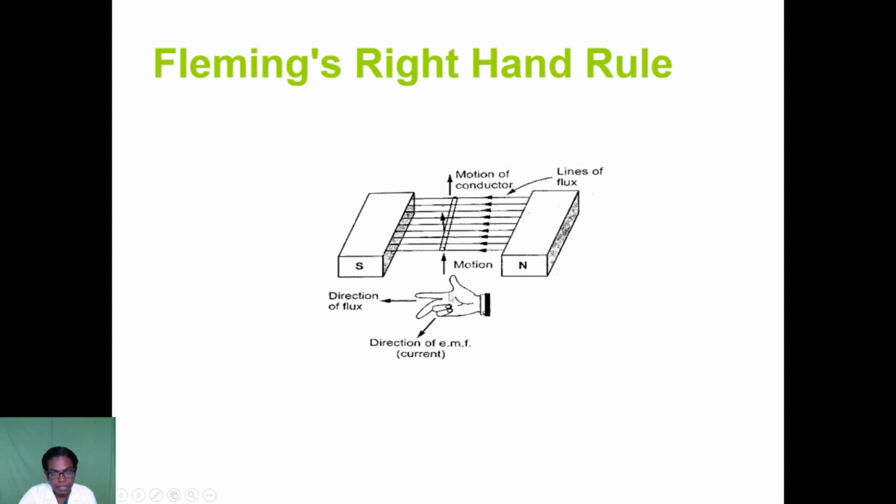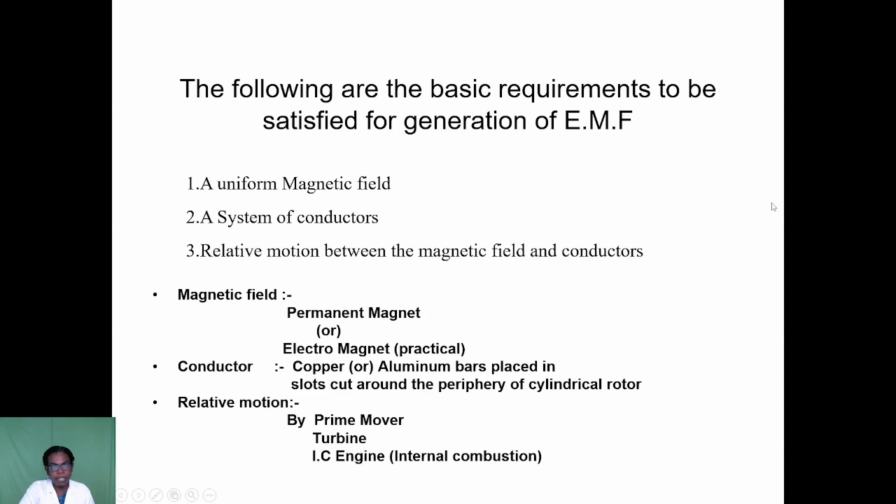Then in Fleming's right hand rule, the direction of motion means the conductor direction, that means the rotor rotation. The direction of flux is normally from the north pole to the south pole. The direction of EMF, the induced EMF, is at the conductor output side. That's Fleming's right hand rule. Fleming's right hand rule is used only in generators. In a motor, Fleming's left hand rule is used.